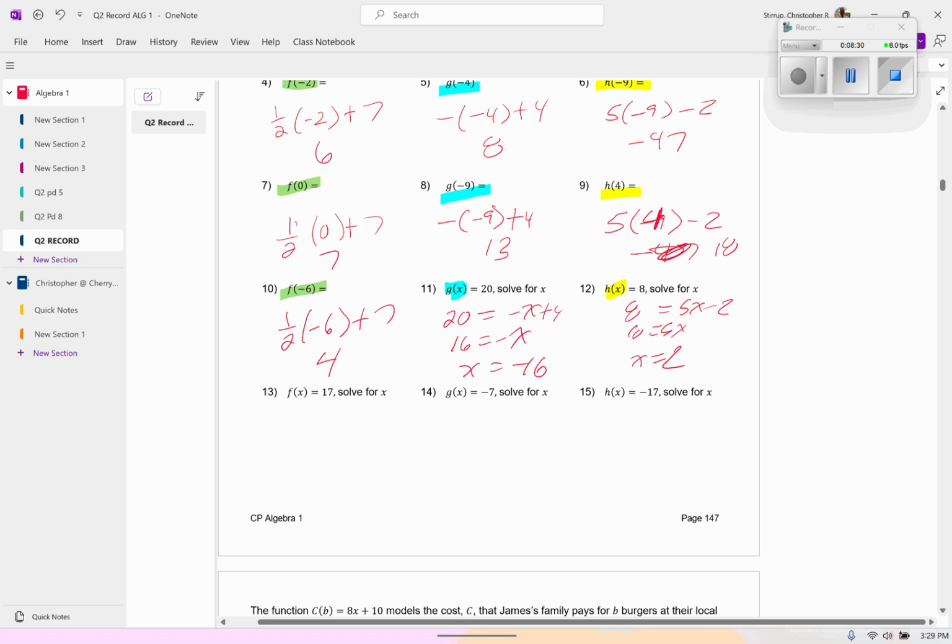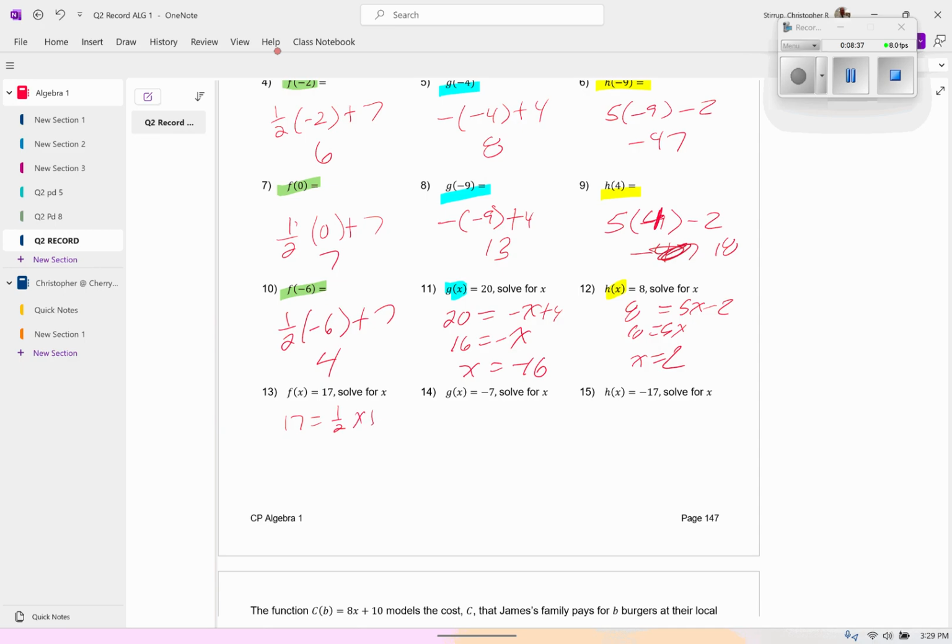Oh, I guess we did have that, so we're going to be able to take that. We're going to go 17 is equal to 1/2 x plus 7. G at x is going to be -7 equals -x plus 4. H at x is going to be -17 is equal to 5x minus 2. So we just went the appropriate.